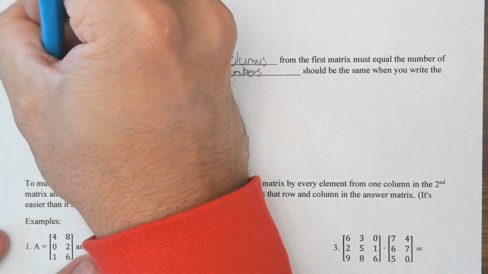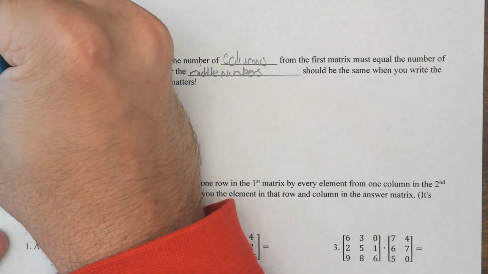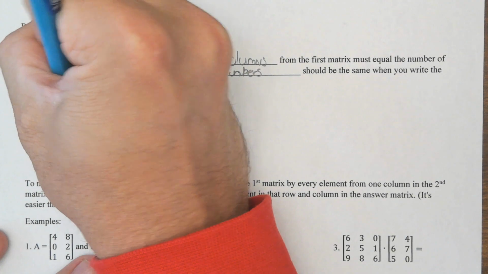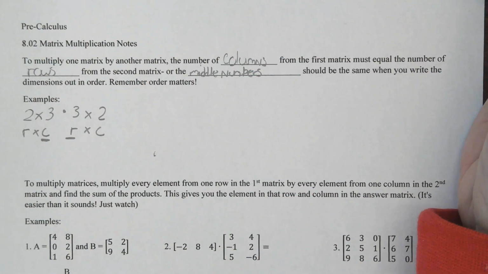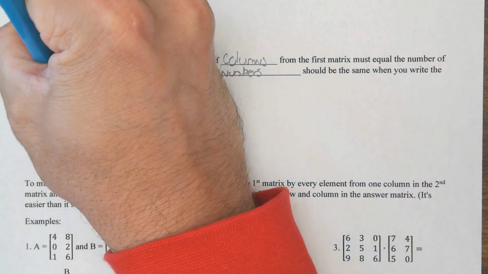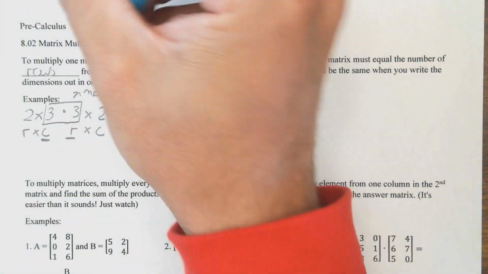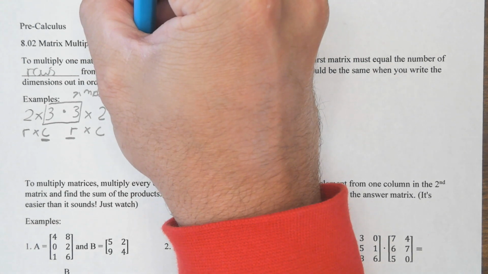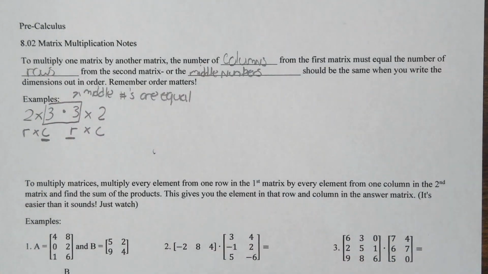An example of that would be this: say we have a 2 by 3 times a 3 by 2. Recall, this is rows times columns, rows times columns. What I'm looking for is that the columns from the first match the rows from the second, or these middle numbers are equal. Okay? So these middle numbers are equal.